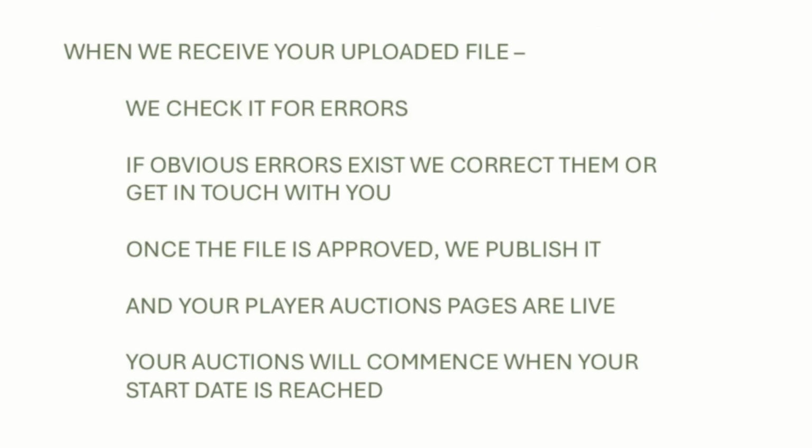And that's it. It's as simple as that. If you have all your images and player descriptions, if you want to include those, ready, it shouldn't take you any more than 10 to 15 minutes to complete your player auctions and have them uploaded. Once you have done that, we will receive the file notification that it's been uploaded. We will review it for any obvious errors. If there are obvious errors, we will get in touch with you or correct them ourselves, and we will publish it. And from that point, your player auction pages will be created and your auctions will commence at the appointed hour or hours.